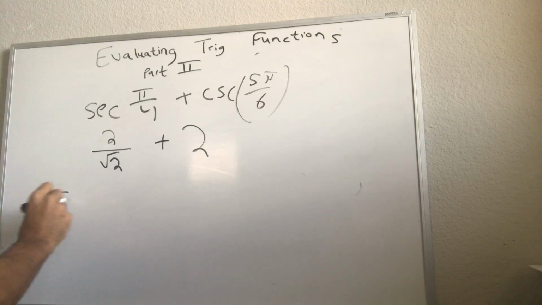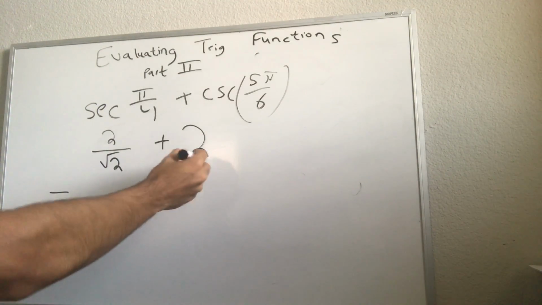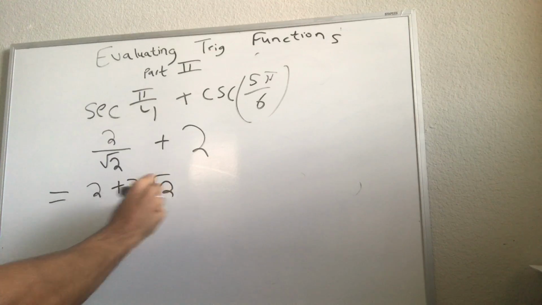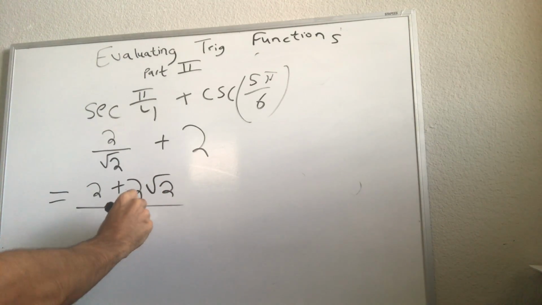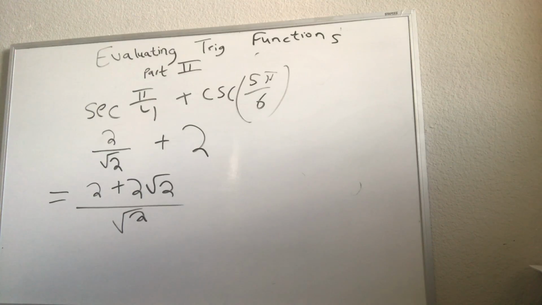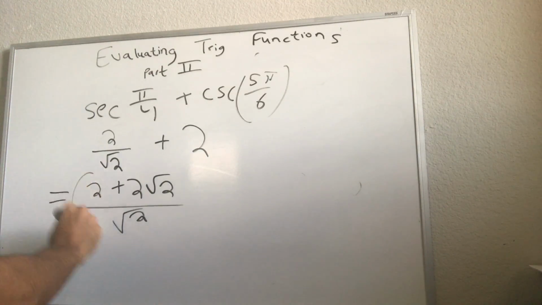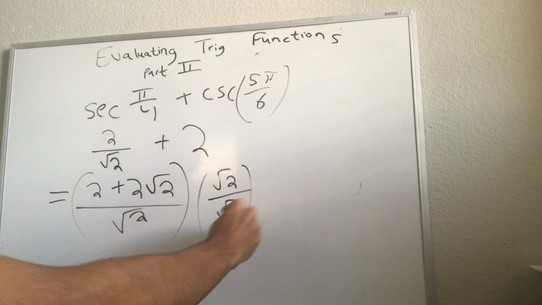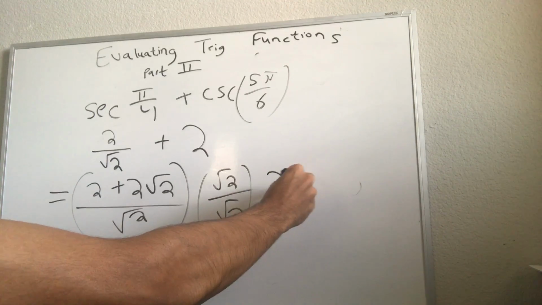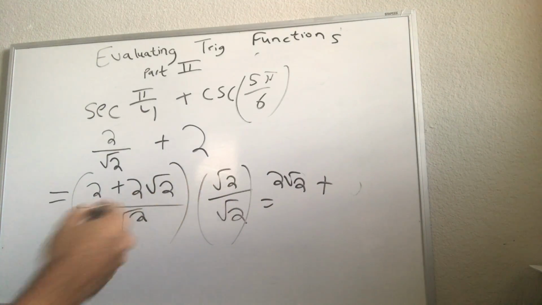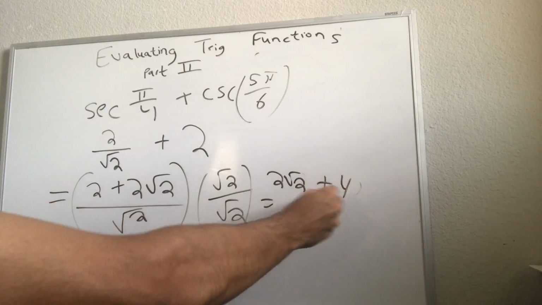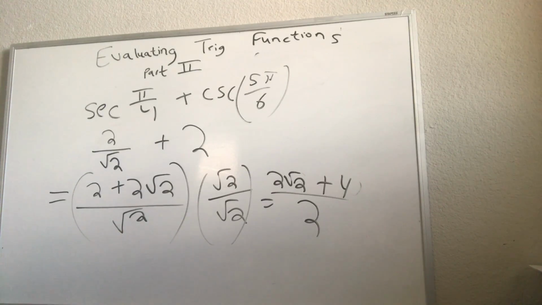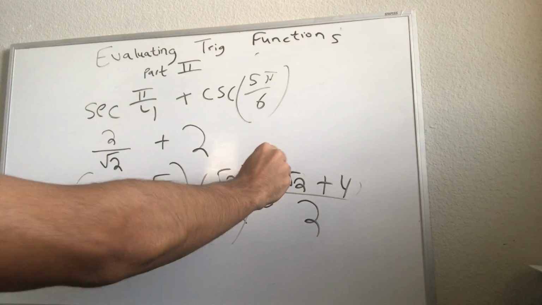Now we can find the common denominator. So multiplying the denominator by root 2, we have to do the same on the numerator. So we get 2 plus 2 root 2 all over root 2. However, we have a radical in the denominator, and to further simplify this, you probably want to multiply this by root 2 over root 2. And so you get 2 root 2 plus, multiplying root 2 by root 2, you get 2. So 2 times 2 is 4. And then root 2 times root 2 is again 2. So our final answer is 2 times root 2 plus 4, all divided by 2.